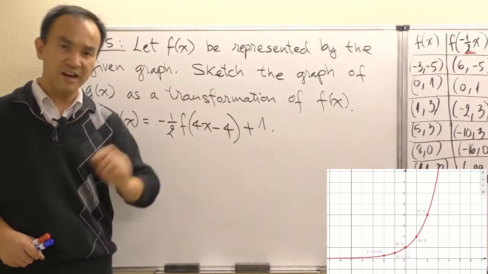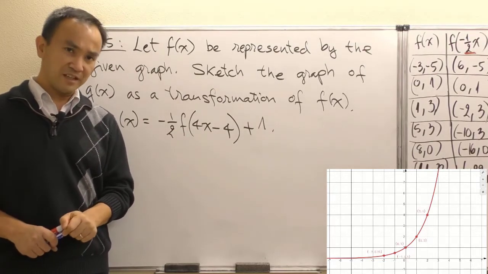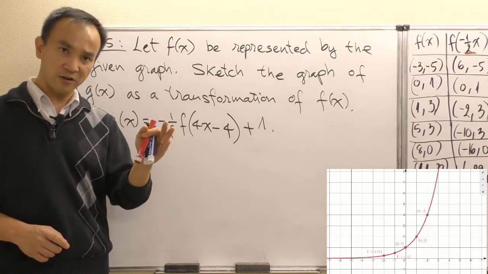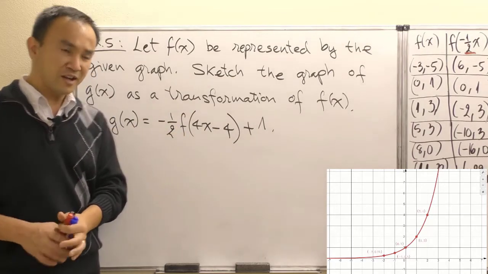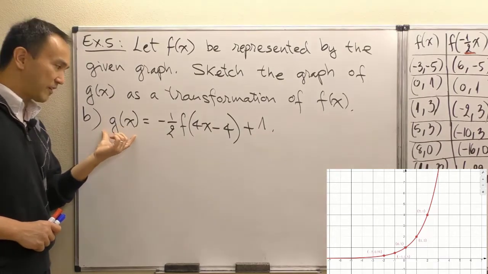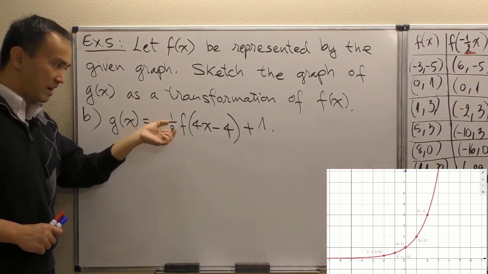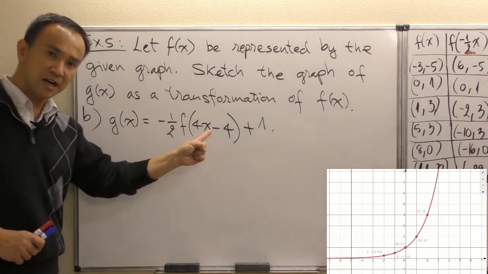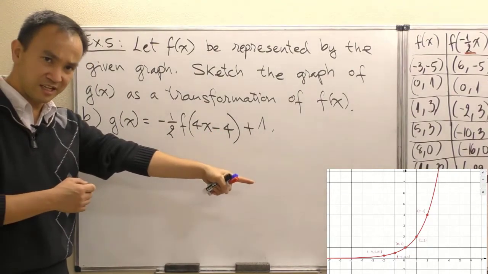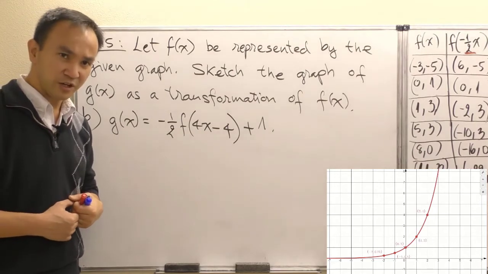We already have the graph representing the function, and furthermore we have the set of guiding points. From the graph given here, we want to sketch the function g of x, being negative 1/2 f of 4x minus 4 plus 1. So we're going to take that graph we're seeing here and do some transformation. That's all it needs.